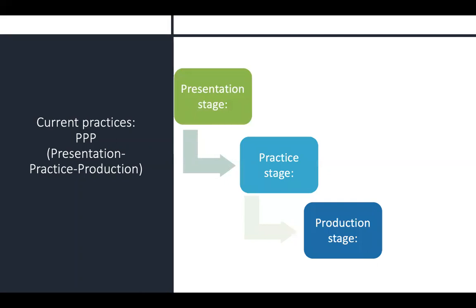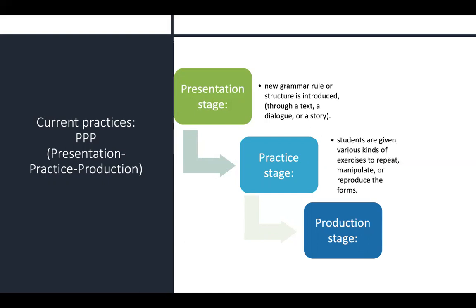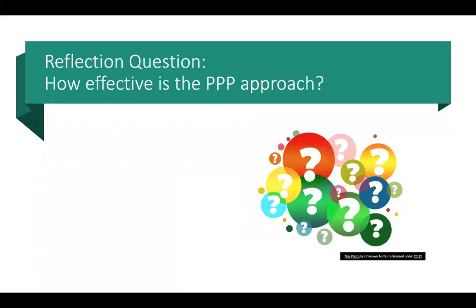In the presentation stage, a new grammar rule or structure is introduced, generally through a text, a dialogue, or a story. In the practice stage, students are given various kinds of exercises to repeat, manipulate, or reproduce the targeted form. Finally, in the production stage, learners are encouraged to use the rules freely and in more communicative activities. The overall aim of the PPP approach is automatic and spontaneous use of language.